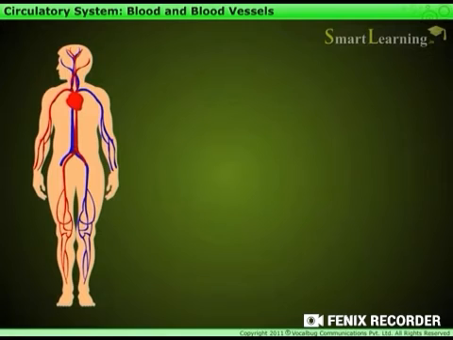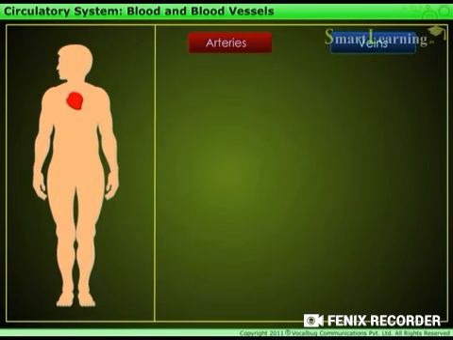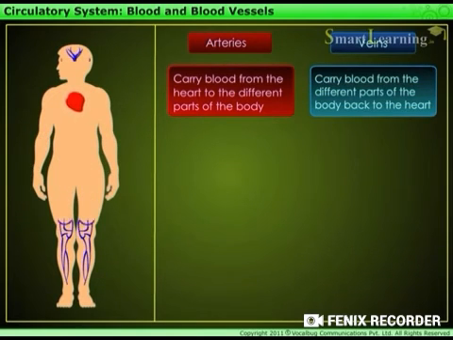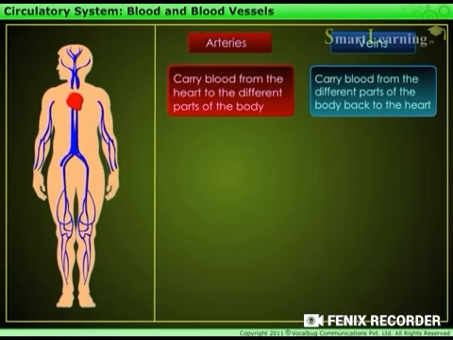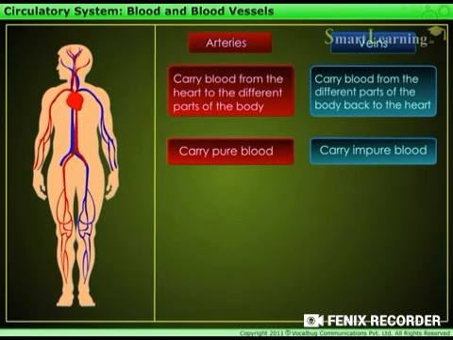Now let us see the differences between arteries and veins. Arteries carry blood from the heart to the different parts of the body, while veins carry blood from different parts of the body back to the heart. Arteries carry pure blood, while veins carry impure blood.